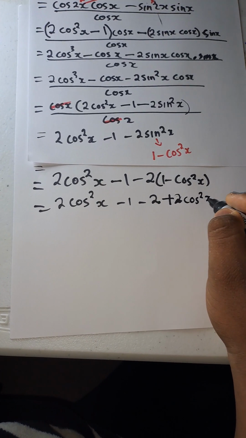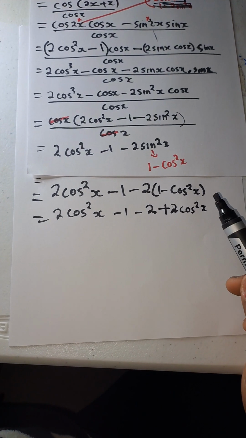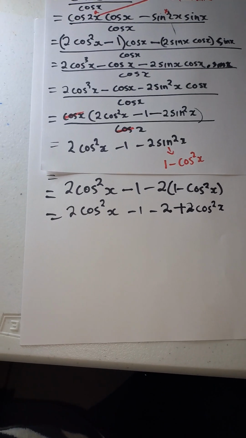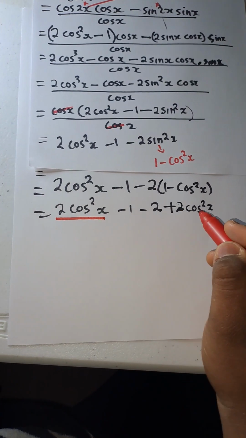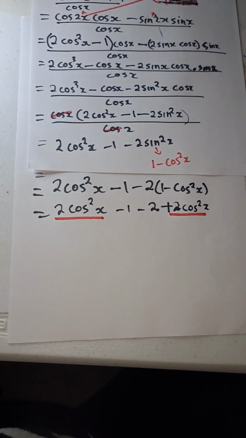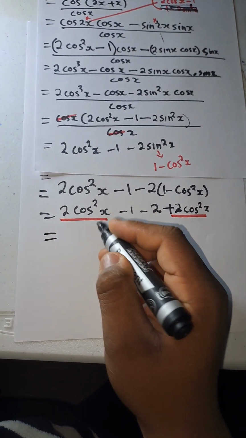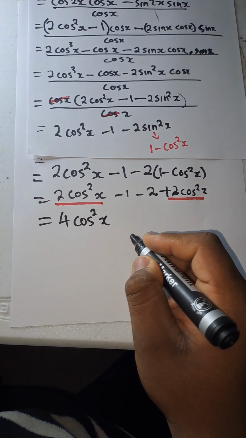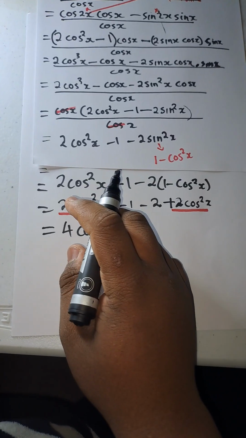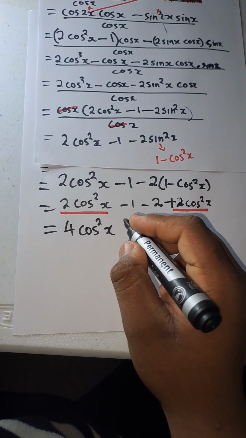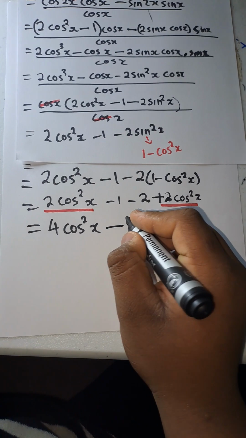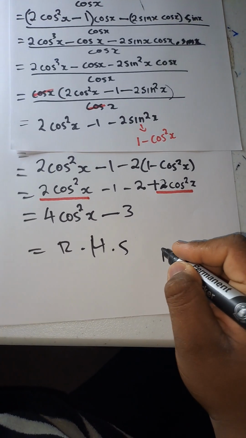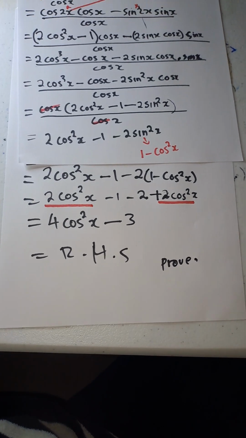So now I can do my like terms. Is it fine now? I can see that 2 cos squared x plus 2 cos squared x are my like terms. So now it is going to be 4 cos squared x. Please don't rush to change your things. Be careful there before changing. And then it's minus 1 minus 2, which is minus 3, which is equal to the right hand side. Proven. Is it fine, guys?